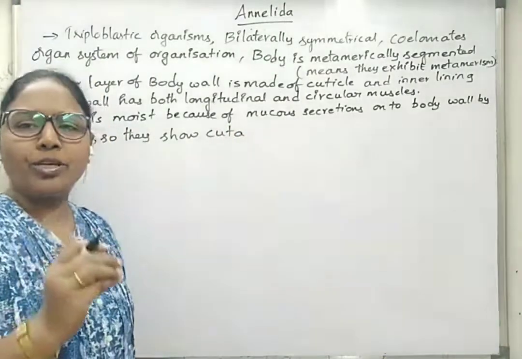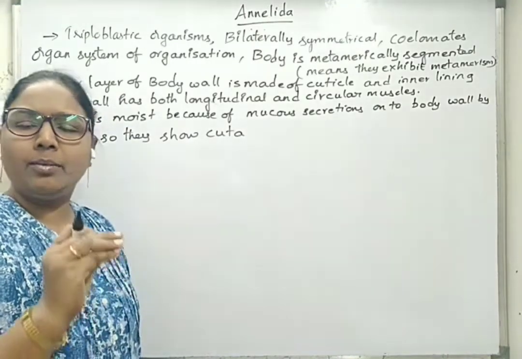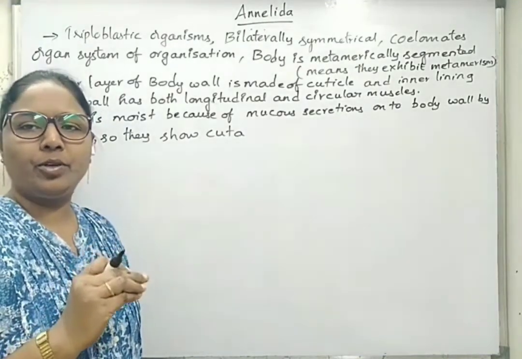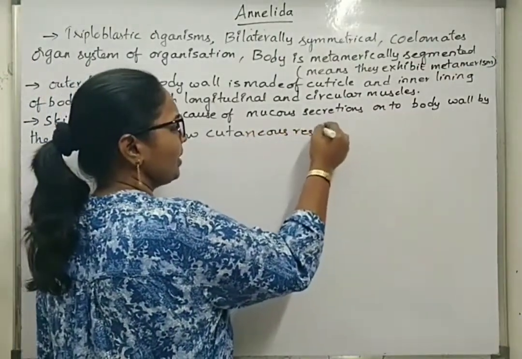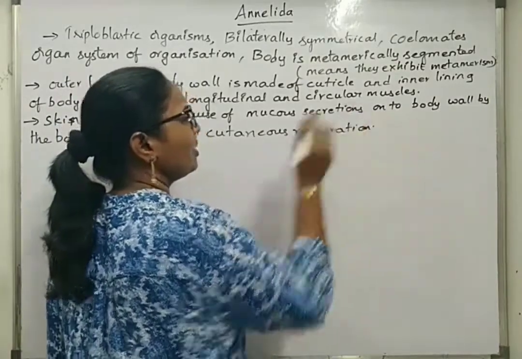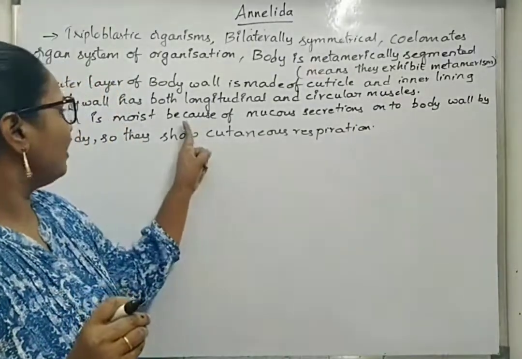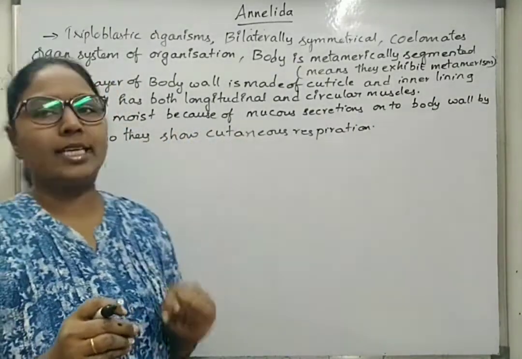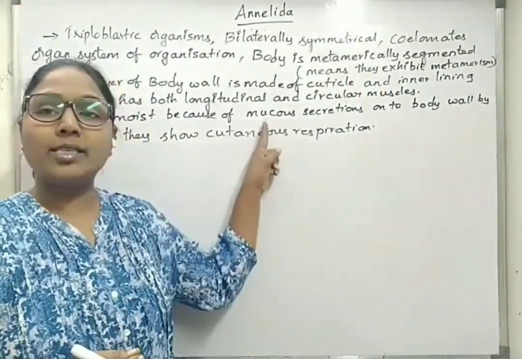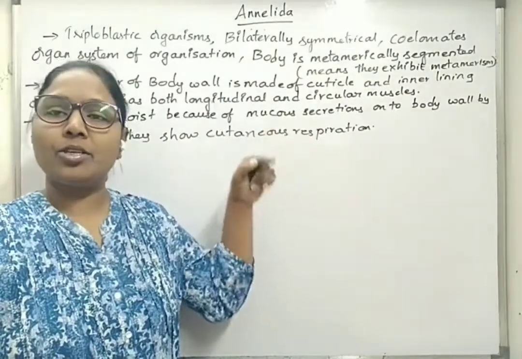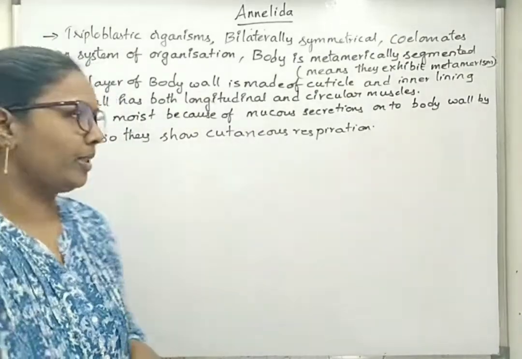If the body wall becomes dried, meaning the moist condition is not present on the body wall, then the organism dies. Then how do they take oxygen into the body? Skin is moist because of mucus secretions. When mucus is secreted outside the body, oxygen dissolves in the mucus. That oxygen diffuses slowly into the body so that oxygen is dispersed throughout the body.